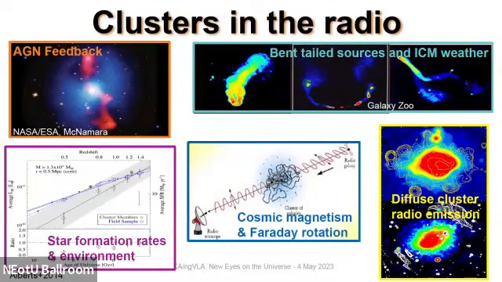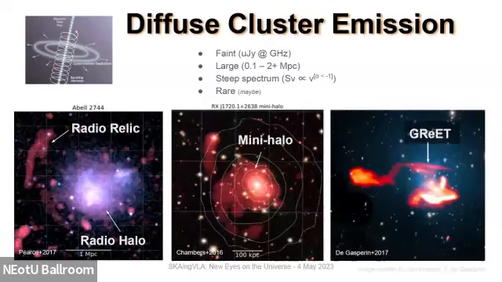So diffuse cluster emission, what is it? When I say diffuse cluster emission and I say large, I'm talking about scales of a few hundred kiloparsecs to a megaparsec or more. They're all faint. By faint, I mean microjansky level at gigahertz frequencies. They're steep spectrum, which means they're brighter at low frequency, and they're rare, or at least initially we thought they were. Here we are looking at synchrotron emission.